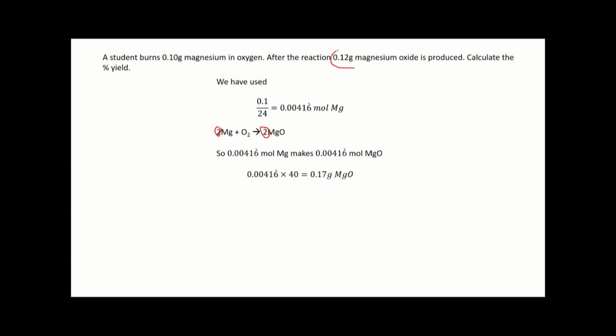So if we take our yield and our expected yield, we can put those into an equation. Yield over expected yield multiplied by 100 is 0.12 over 0.17 multiplied by 100. 70.6% is our percentage yield, which means that about 30% of one of our reactants is going somewhere else. And the idea is to try and get that percentage as high as possible. And if we have competing methods of making a chemical, we want to choose the method which gives us the highest percentage yield.